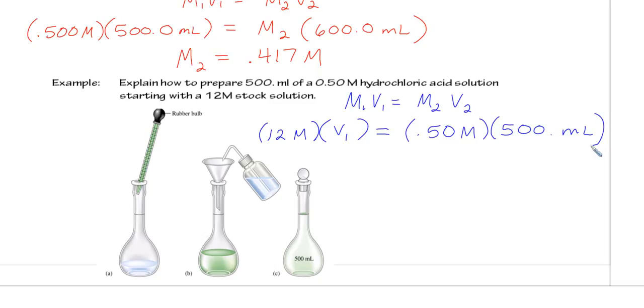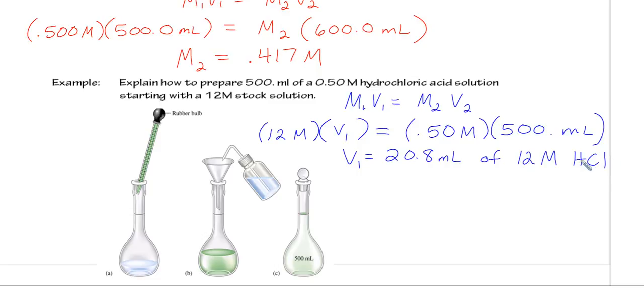Okay, so this isn't bad. Plug in our calculator. Let's see, volume. The final volume was given in 3 sig figs, so let's leave 3. Let's say V1 is 20.8. And now that 20.8, that's milliliters of 12 molar HCl.